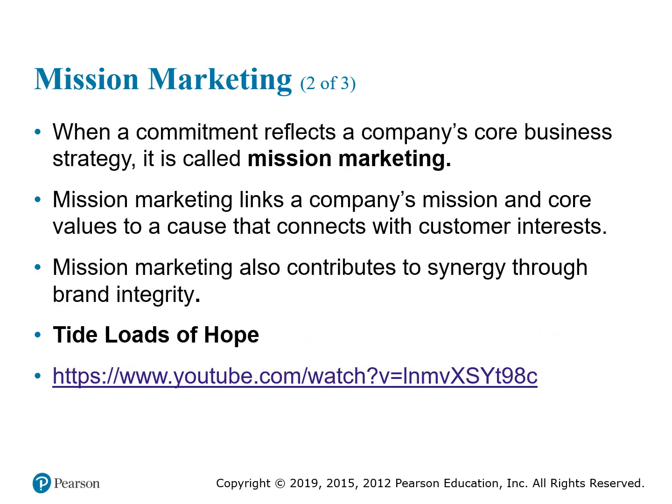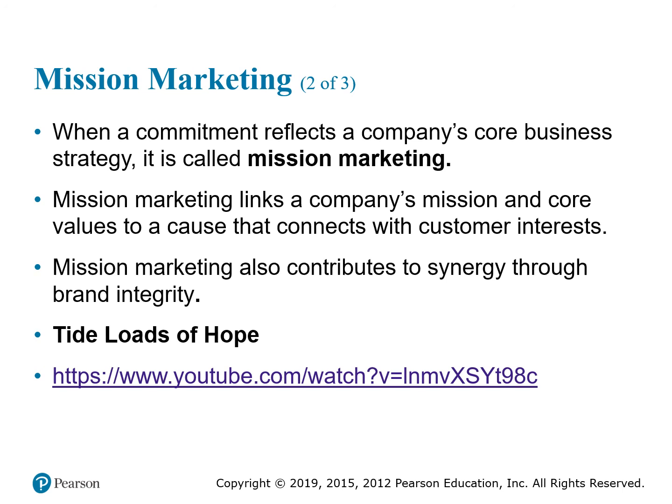There's more on here, mission marketing. So we know we have a mission statement for Grace Notes, and we are tweaking that again to reflect the commitments of this business. But mission marketing links a company's mission and core values together and connects the customer. Mission marketing contributes to the synergy through brand integrity again.